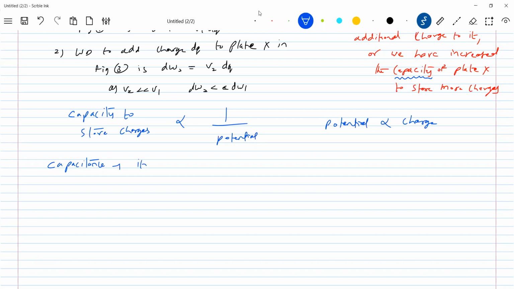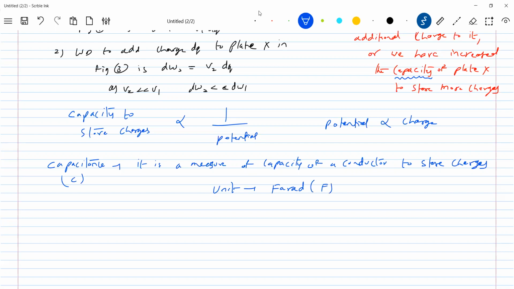What is capacitance? It's a measure of the capacity of a conductor to store charges. So capacitance is inversely proportional to potential. What is the symbol? C. And how do we measure capacitance? In terms of farad. So the unit for capacitance is farad, and the symbol is F. Capacitance and potential are inversely proportional, and potential and charge are directly proportional.